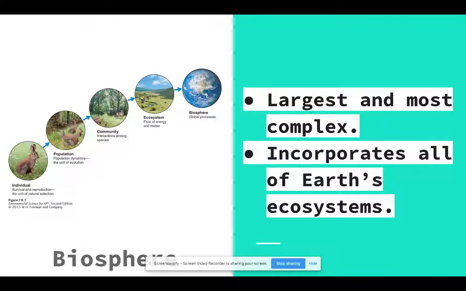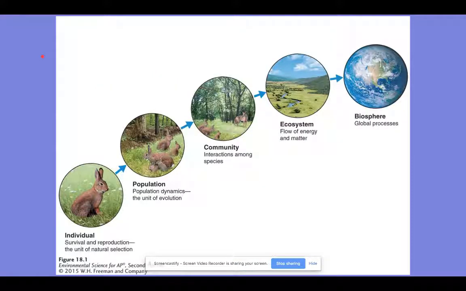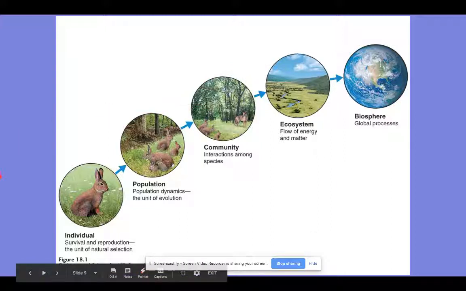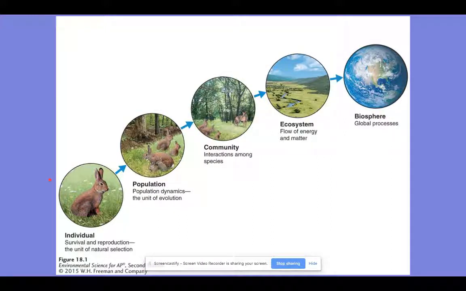So again, here are your levels of complexity. You can't have one without the other, and the whole theme is that we're all interconnected. There's no one way to just look at this individual rabbit and know everything there is to know about it without looking at the Earth as a whole.